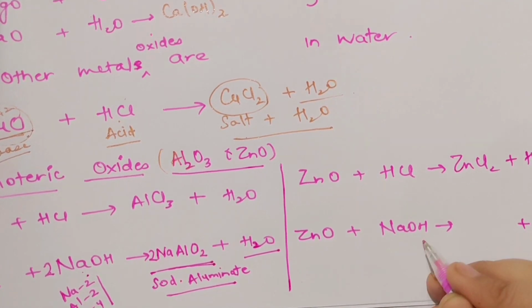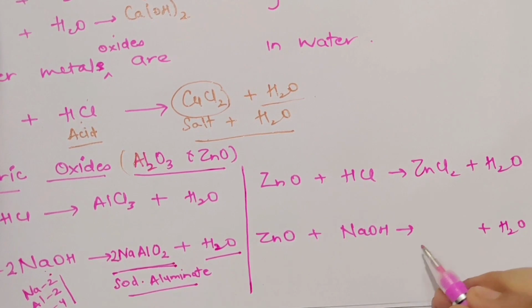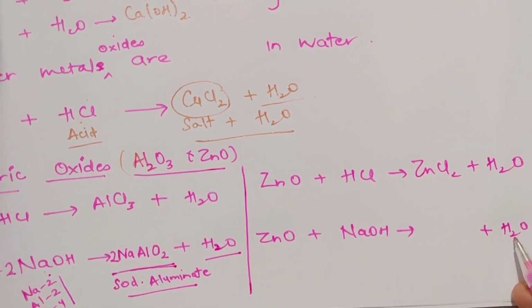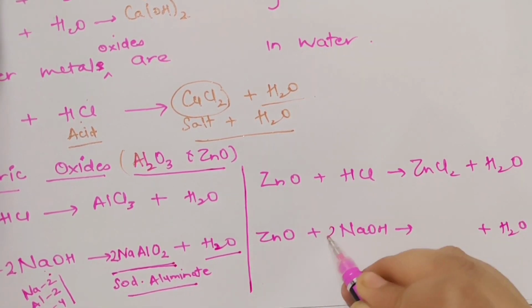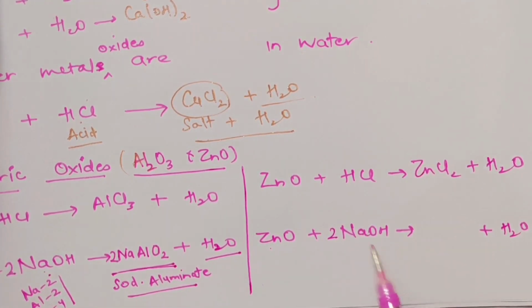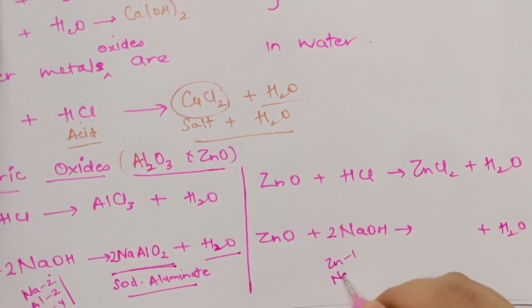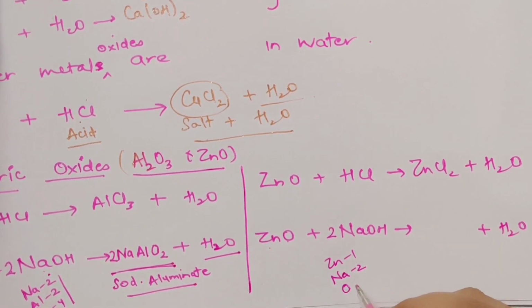Now, again, the formula of this salt, let's figure it out. So, 2 hydrogen in water. Here we have just one, put a 2 in front. What are we left with? 2 sodium, 1 zinc, and 3 oxygens. 2 here, 1 here. But 1 is spoken for. So we are still left with 2 oxygen. 1 zinc, 2 sodium, and 2 oxygen.